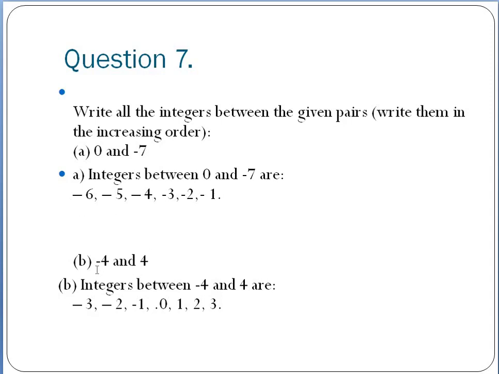Now in increasing order, for minus 4 and 4, which is the least of them? Minus 4 is least. Start with that. After minus 4 the greater number is minus 3, and again greater, minus 2, minus 1, 0, 1, 2, 3.